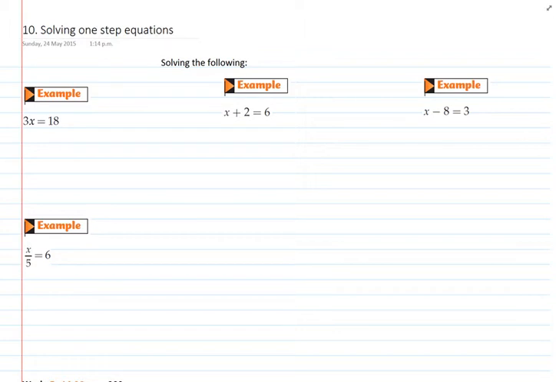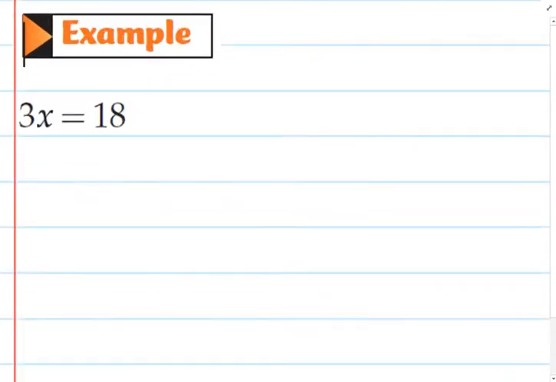for whatever is happening to x, which is your variable. So you can see that I'm circling x in each of these equations. You see what is being done to them, and you look for the opposite thing to solve. So let's look at our first example.